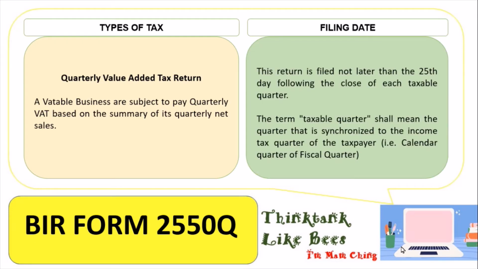So, what will be the filing date of the quarterly value-added tax return? This return is filed not later than the 25th day following the close of each taxable quarter. The term taxable quarter shall mean the quarter that is synchronized to the income tax quarter of the taxpayer. Example is calendar quarter or fiscal quarter.